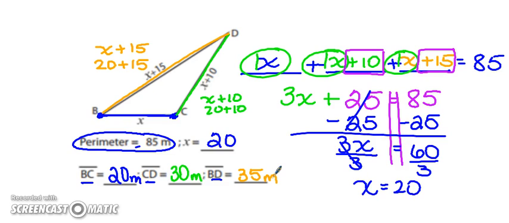So anytime you have a problem that looks similar to this, ask yourself, what information do I already know, and what am I going to do to figure out the x in each piece of the triangle? Make sure you study this and use this as a guide to help you on your classwork.